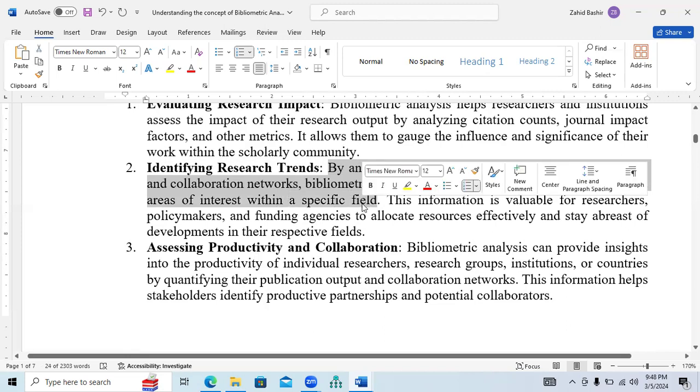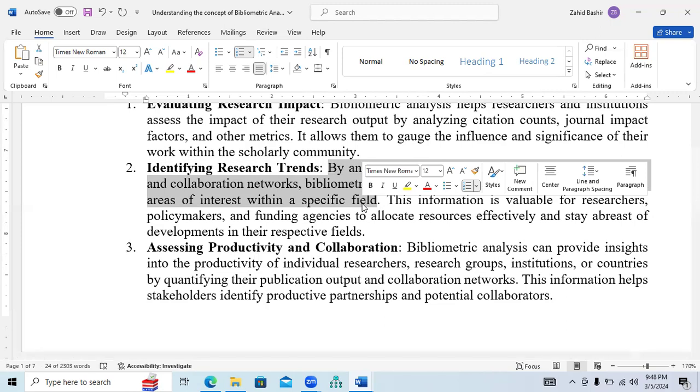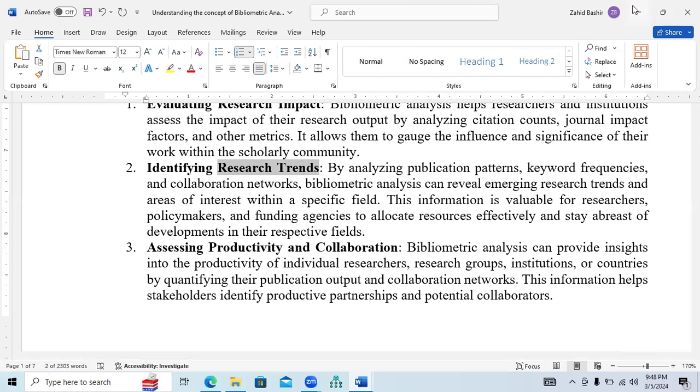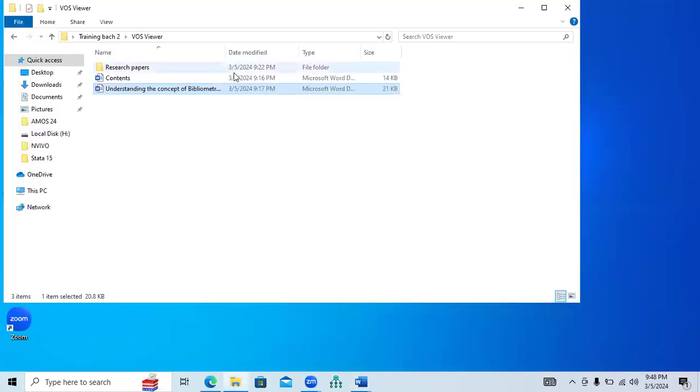I will let you know when I show you some bibliometric papers, and then you will understand what is meant by research trend. So if a research area is showing an increasing trend for a particular domain, it will basically be impactful research. Let me show you. I have collected some papers. I would like to show you.